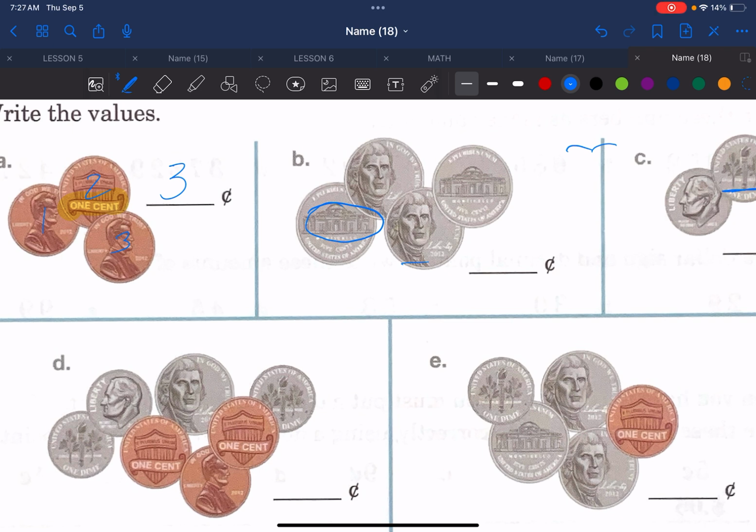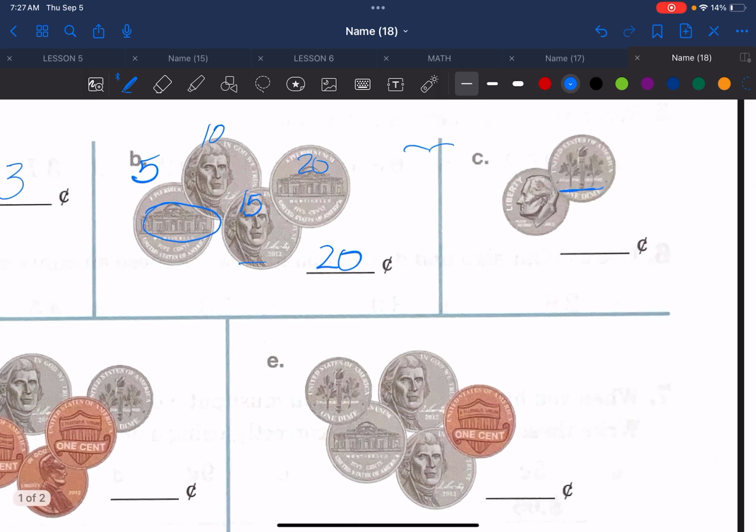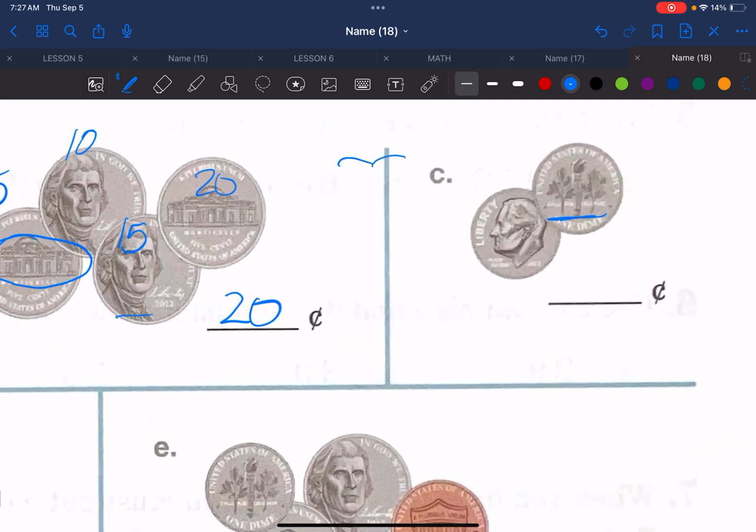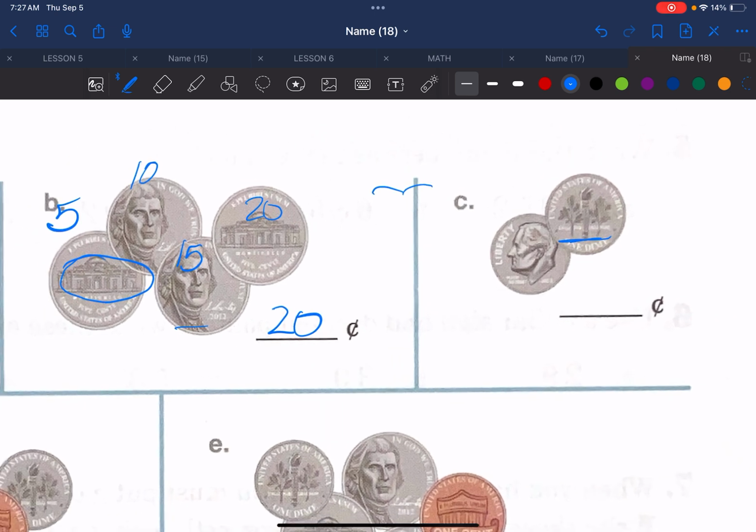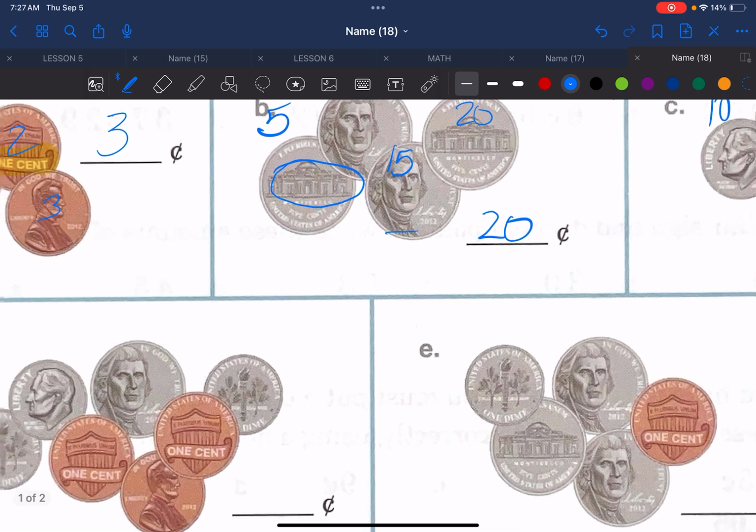So if I am going to write counting by 5s, I just start 5, 10, 15, 20, because there's 4 of them, so 20 cents. Okay. All right, now I just said that the one with the torch is a dime, so we just count by tens. 10, 20, 20 cents.